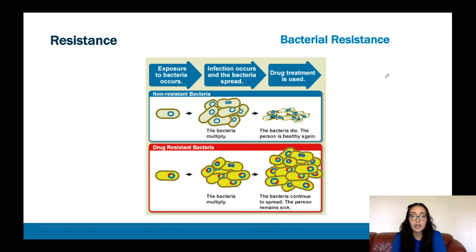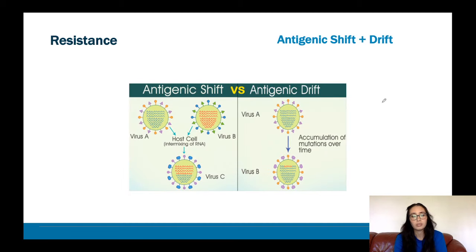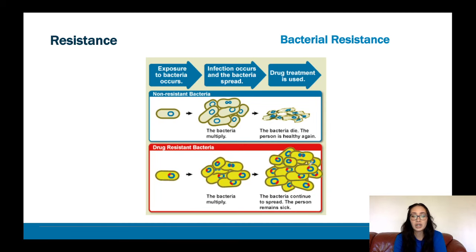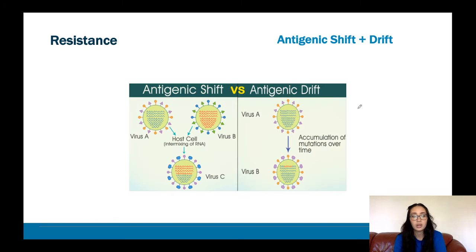Mosquitoes can become resistant to pesticides. Bacteria can also become resistant. This can happen if you don't follow the course of an antibiotic treatment in full, or if you overprescribe antibiotics for no real good reason. Those are the two main reasons. And so over time, bacteria become more resistant, and it's harder to actually treat bacterial infections.